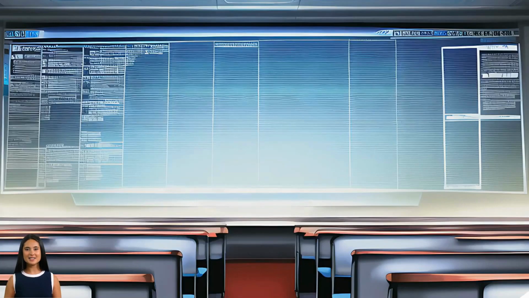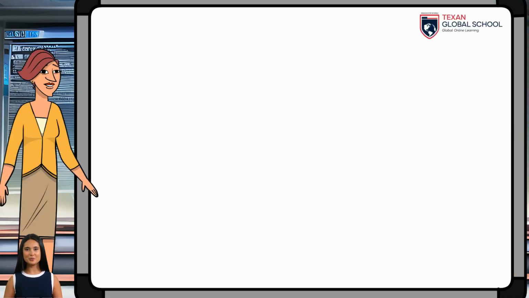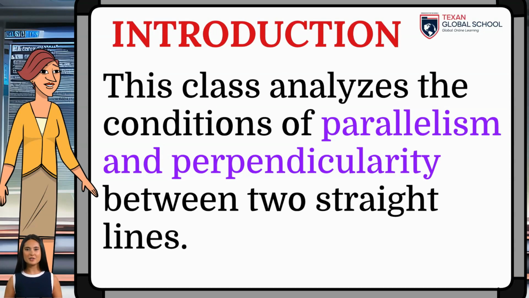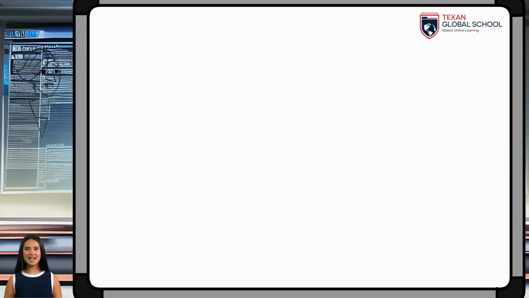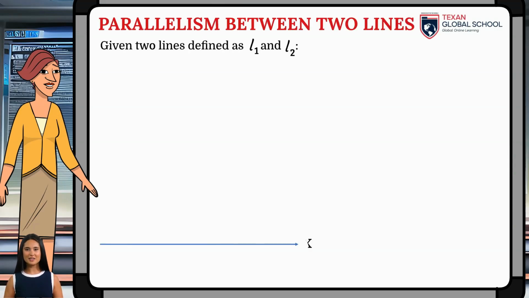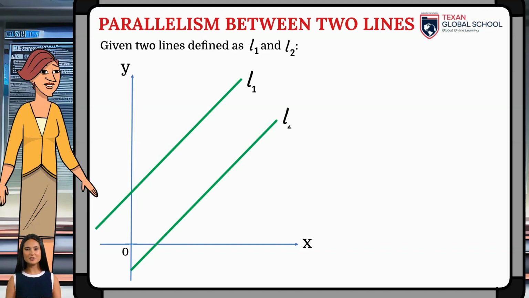In this class, the conditions of parallelism and perpendicularity between two lines are analyzed. Given any two straight lines, L1 and L2, in the plane, they are parallel if the angle between them is 0 or 180 degrees.